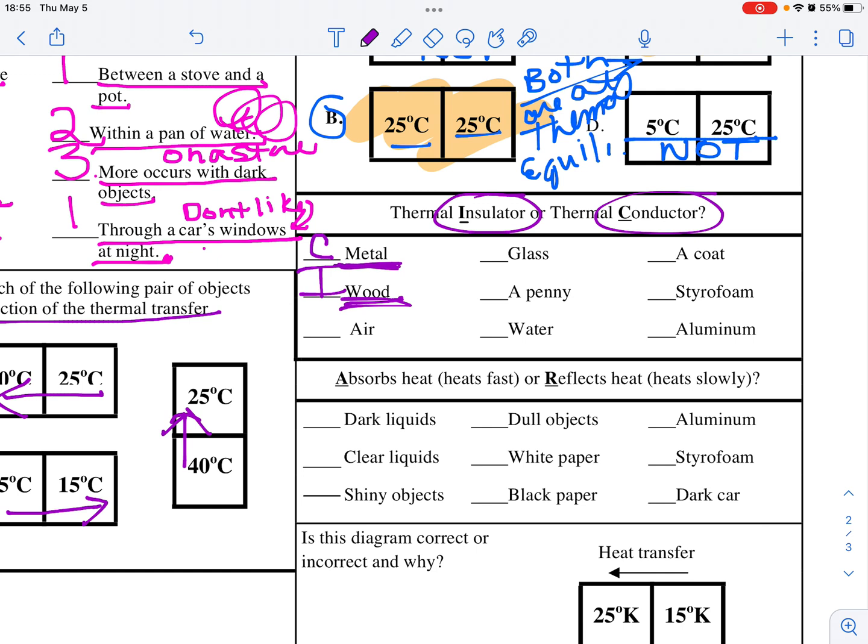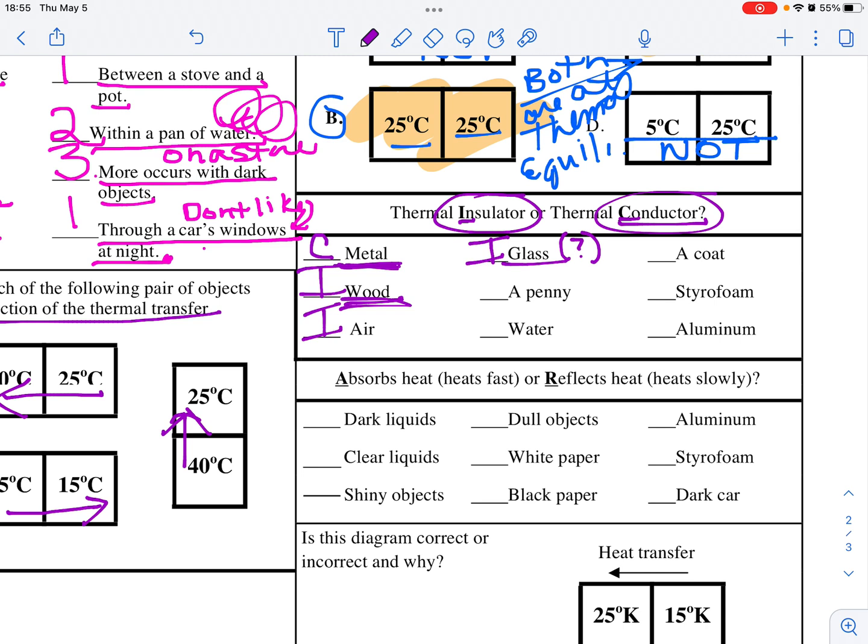Air. Think about whether this is an insulator or a conductor. The answer is insulator. Glass. Glass is not a great conductor. It's a better insulator, but it can conduct, so I'm going to give it an insulator. It can do a little insulating. This is questionable. You could probably go either way on that.